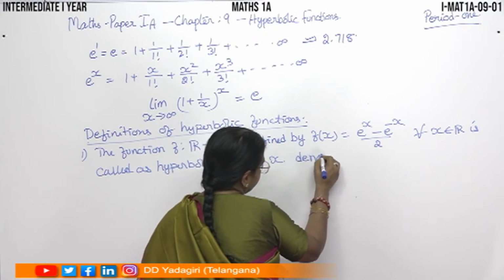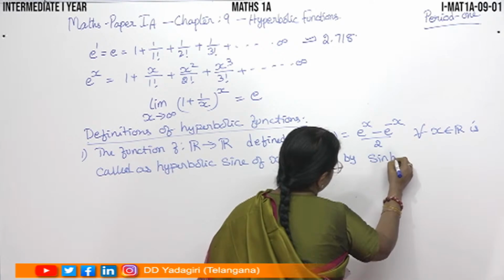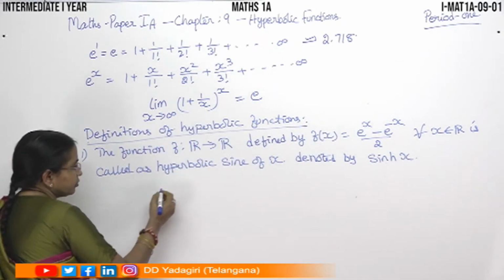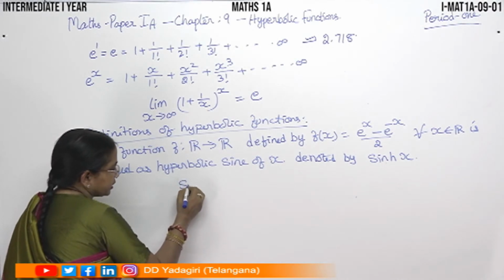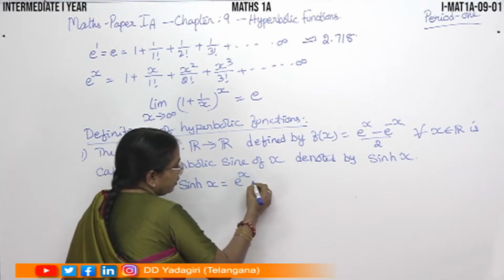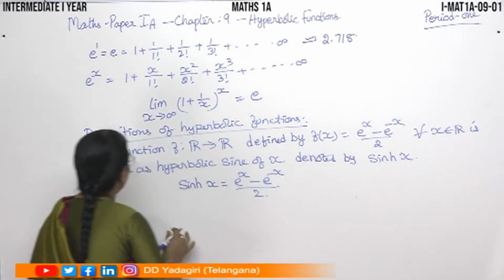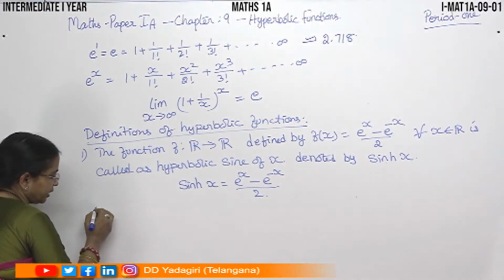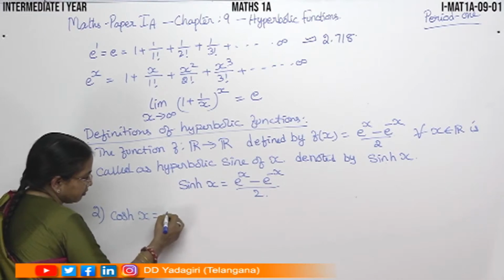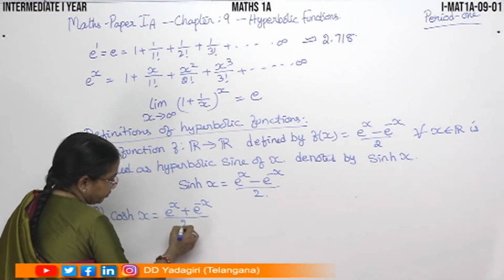Denoted by sin hx. So one definition we'll write in full form like this: sin hx is equal to e power x minus e power minus x by 2. From the second onwards, I'll just write the formula. So hyperbolic cosine, cos hx, is equal to e power x plus e power minus x by 2.